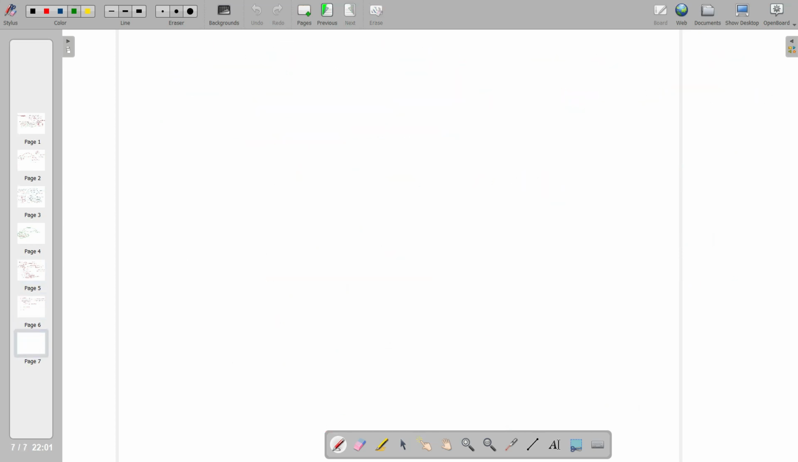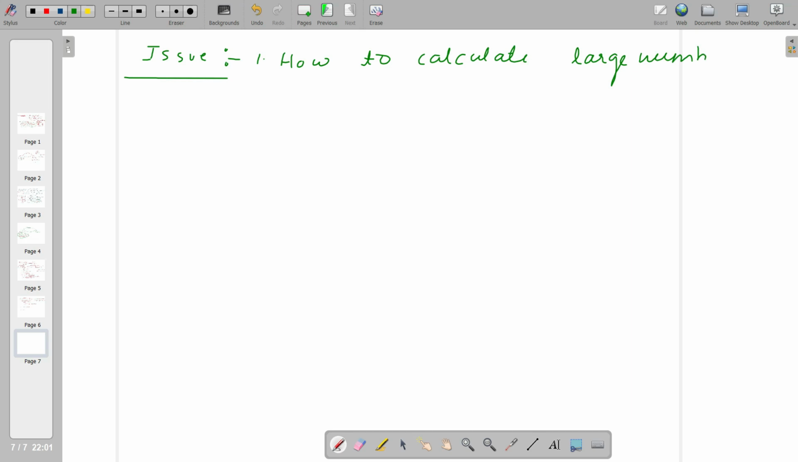So there are some issues. There are two issues. The first one is how to calculate with large numbers, because we say that there will be large primes. And the second is, since p and q should be large primes, how do we get those primes? These two are the most important issues in RSA, because getting a large prime is not an easy task.